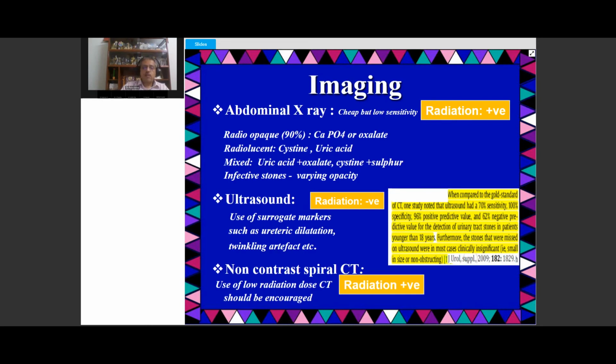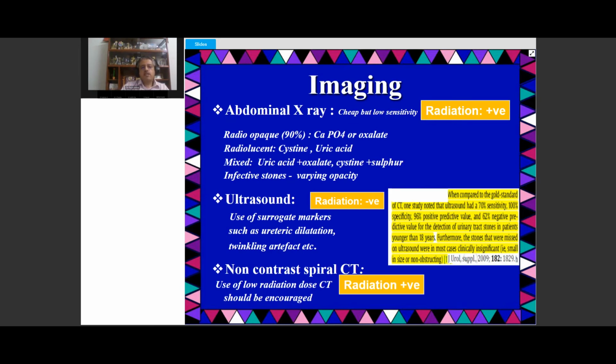Ultrasound, I admit, is operator dependent, and hence it should be done by someone who is quite used to doing a pediatric urology-related ultrasound scan, and they can use surrogate markers such as ureteric dilatation and twinkling artifact on Doppler studies to suspect stones. Then if your suspicion is high and you are still not finding a stone, you can go forward for a CT. CT ideally should be a low radiation dose CT.